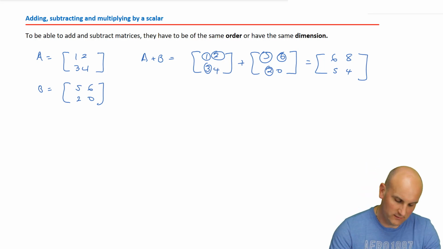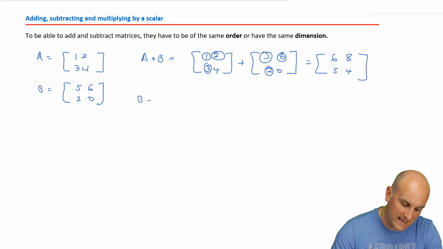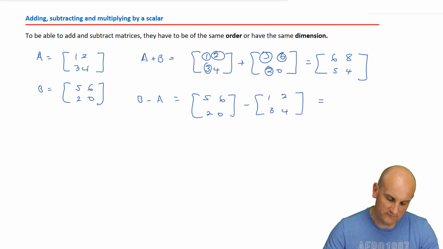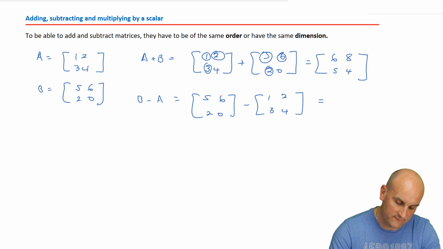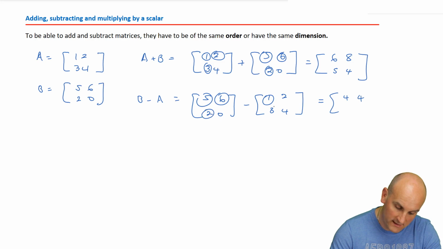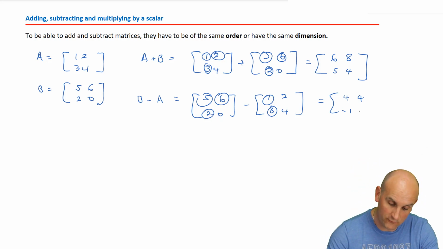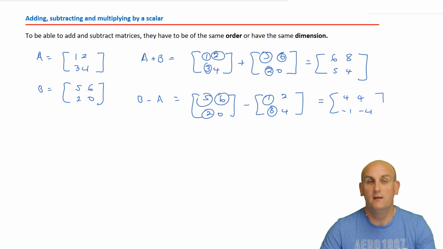Not particularly difficult. And if I wanted to do B minus A, in this situation, I'd put B first, and then I'm going to subtract A, which is 1, 2, 3, and 4. And that gives me, my computer's having a bit of a lag, so likewise, 5 minus 1 gives me 4, 6 minus 2 gives me 4, 2 minus 3 gives me negative 1, and yes, you can have negative numbers, there's no reason not to, and 0 minus 4 gives me negative 4.